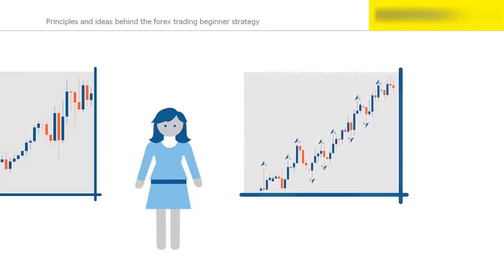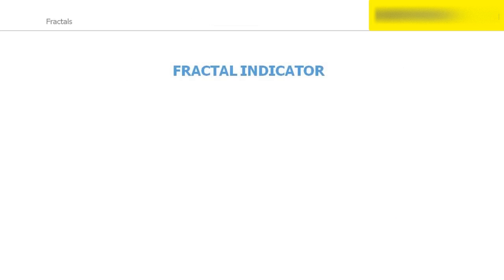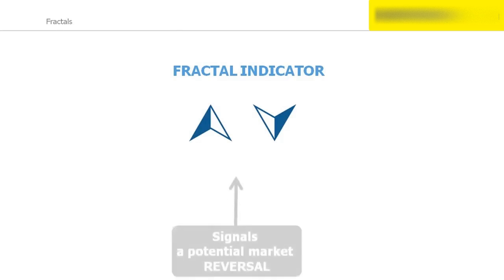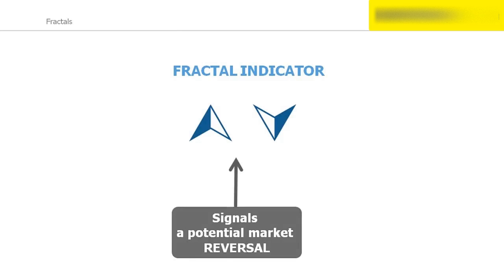However, we have not gone into why you should use certain indicators or take certain steps when looking for a trade setup. In this video, we will explain the principles and ideas behind the Forex Beginner Strategy to give you an in-depth understanding of how it all works. The first indicator, and one we use very often in the beginner strategy, is the fractal. This is a simple triangle-shaped indicator that signals a potential market reversal.